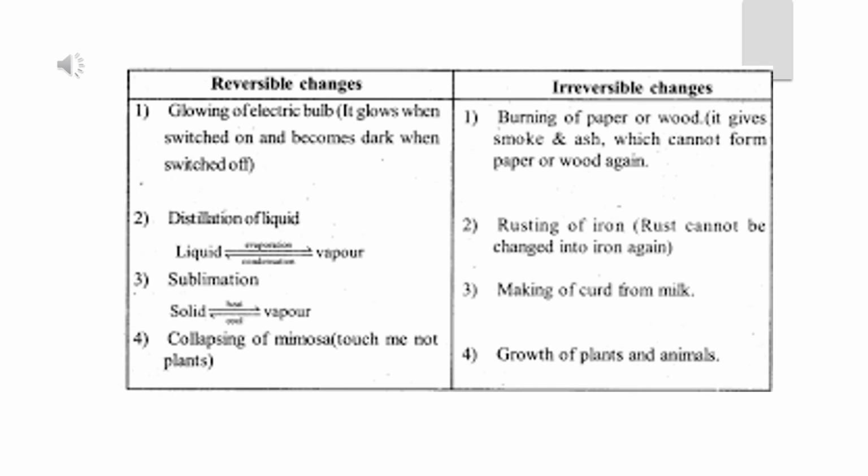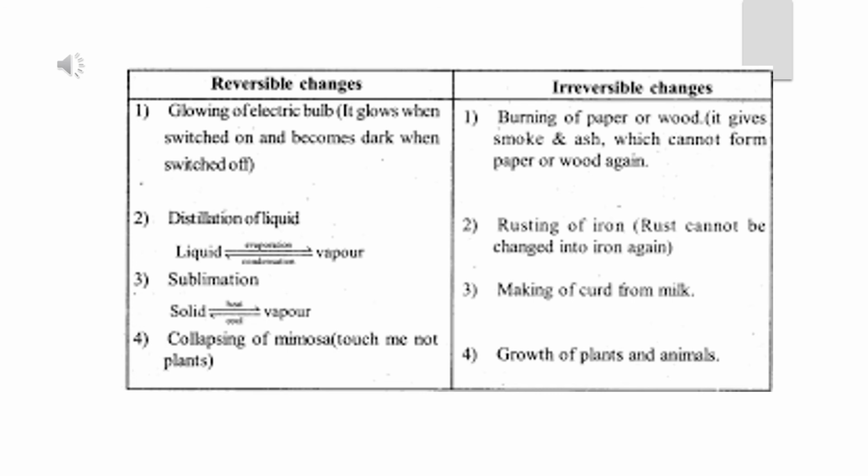From the given table, we can see more examples of reversible and irreversible change. Reversible changes: glowing of an electric bulb. Once you switch on, the bulb will glow. If you switch off, it will be off. Another one is conversion of liquid into vapor. It can convert vapor into liquid also, reversible change. Sublimation, conversion of solid into vapor. Ice will convert into vapor. Vapor is converted into ice, that is also reversible. Collapsing of the mimosa plant, the touch-me-not plant. Once you touch that plant's leaves, it will collapse. So that is also a reversible change.